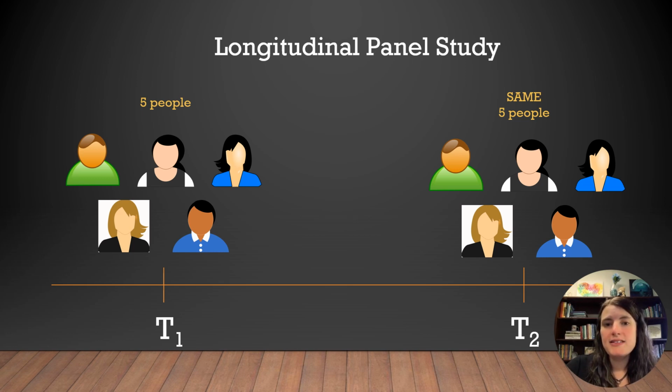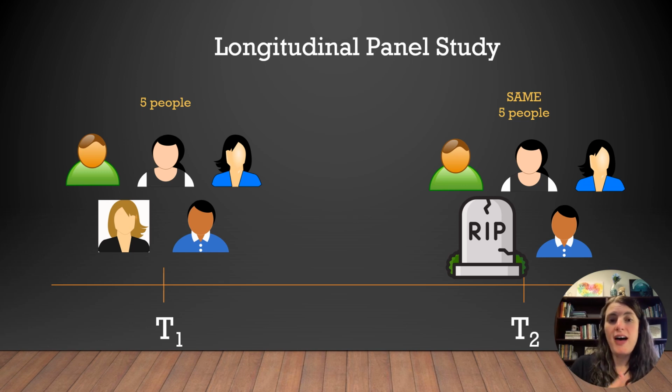However, because panel studies keep the exact same people each time, this can make the research study more difficult to complete. For instance, what if person 4 dies before we collect data at time 2? Now we're left with 5 time 1 observations, but only 4 time 2 observations. This dropping out is called attrition.